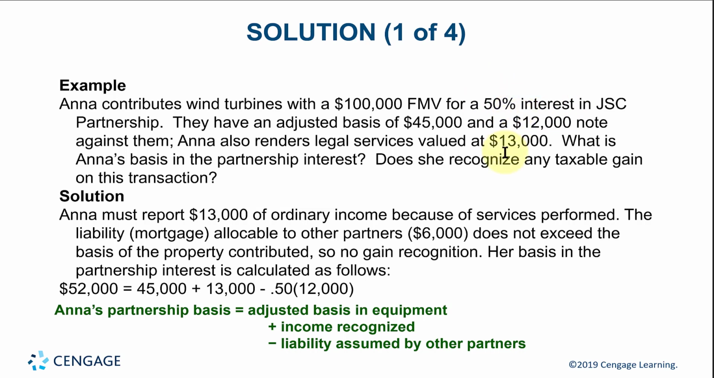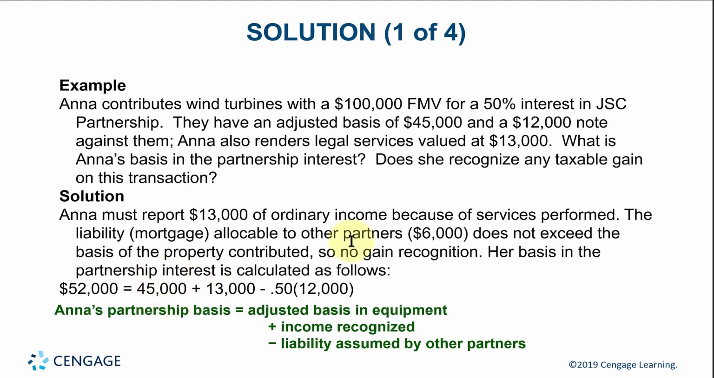So the question is, how much gain does she have to realize, and what's her basis in the partnership interest? We learned that if you contribute services, that's going to be income right away. Even though you're not collecting 13,000 in cash, you're collecting 13,000 worth of partnership interest. So she has to pay taxes on this 13,000. But that's going to be part of her basis now. Also, whatever basis she gave up, not 100,000, that's value, but the 45,000 for the wind turbines, is also going to be basis now in her partnership interest.